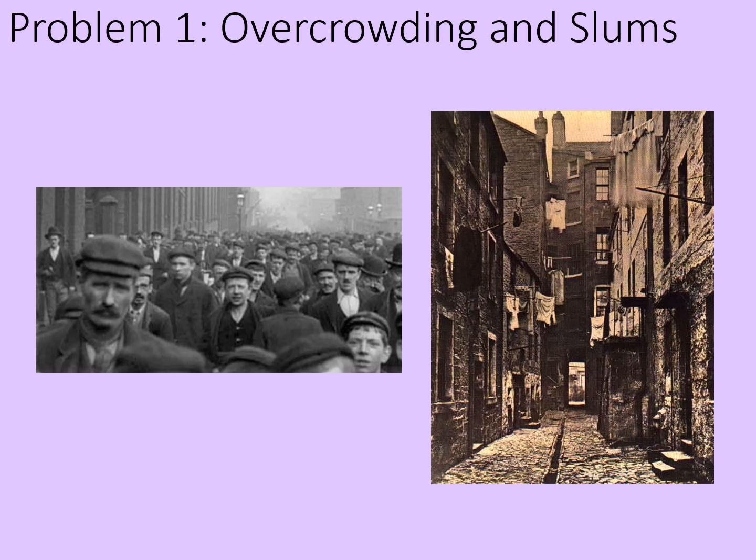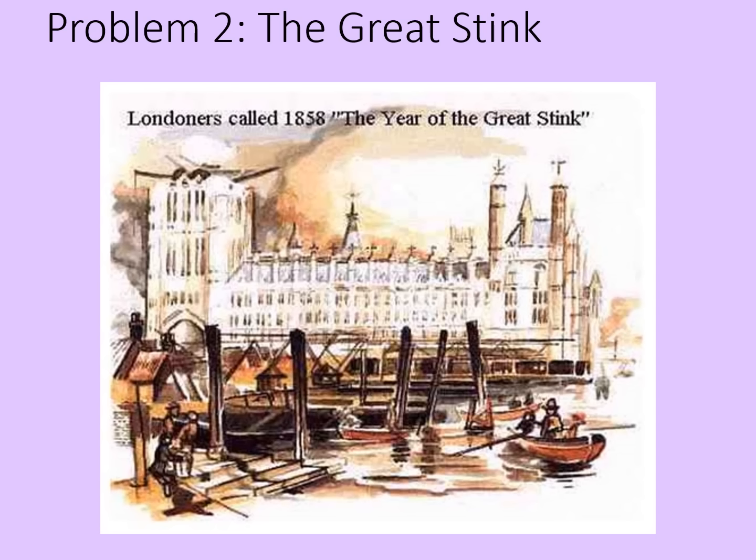Problem number one relates to overcrowding in slums. As the cities grew, the number of people living cheek by jowl also increased. The second problem was the Great Stink. This happened in 1858. And the third problem was cholera. Some of these problems are related and some of them ran simultaneously, but we're going to take each in turn and have a look at how they were solved.